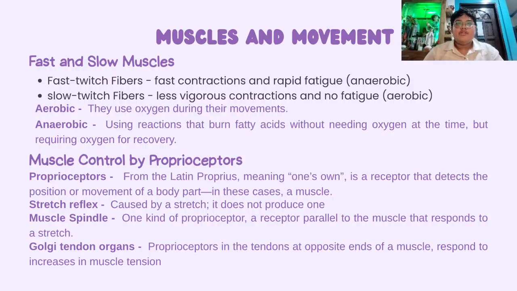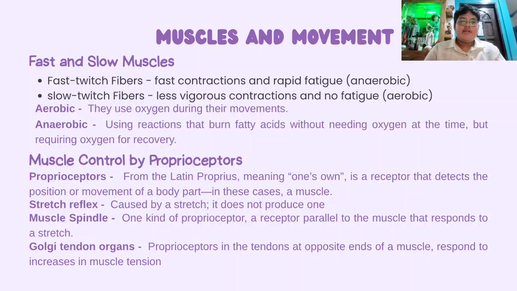We also have muscle control by proprioceptors. Now you may be asking, what is a proprioceptor? Proprioceptor comes from the Latin word proprius, which means one's own. It is a receptor that detects the position or movement of a body part, in this case, a muscle. Muscle proprioceptors detect the stretch and tension of a muscle and send messages that enable the spinal cord to adjust its signals. When a muscle is stretched, the spinal cord sends a signal to contract it reflexively. This stretch reflex is caused by a stretch. It does not produce one.